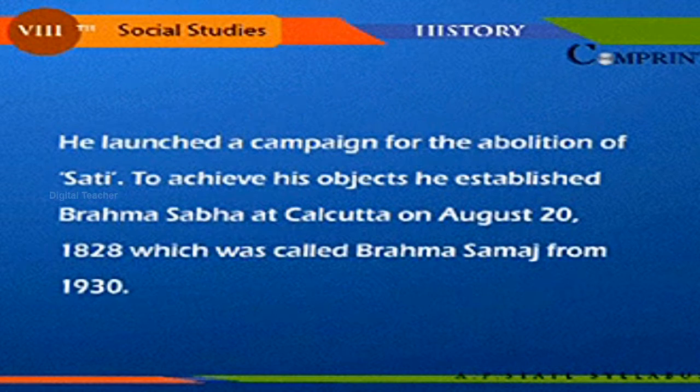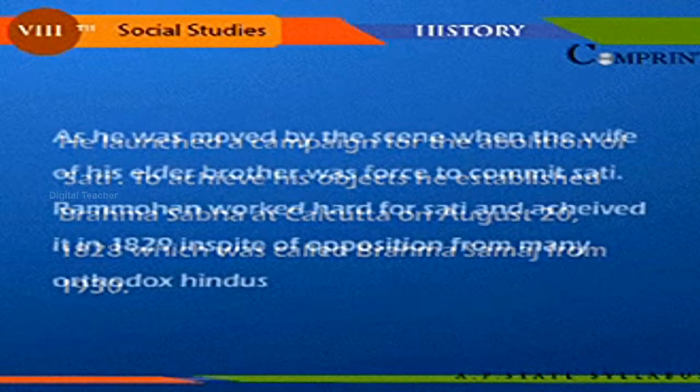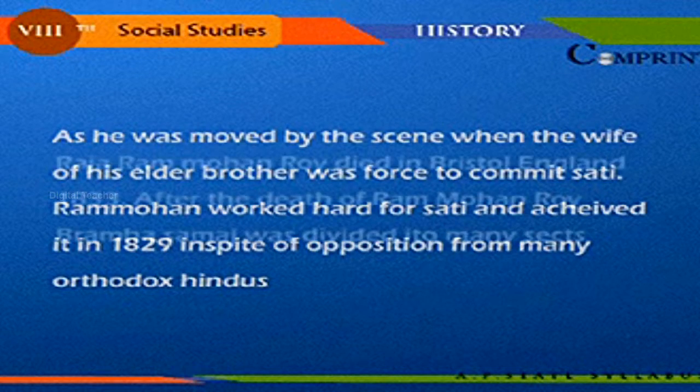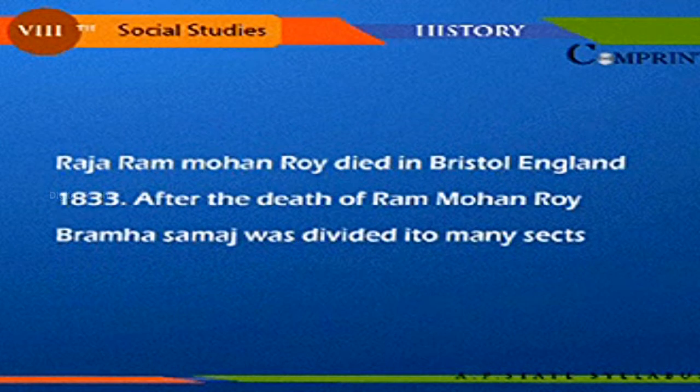To achieve his objects, he established Brahma Sabha at Calcutta on August 20, 1828, which was called Brahma Samaj from 1830. As he was moved by the scene when the wife of his elder brother was forced to commit sati, Rammohan worked hard for abolition of sati and achieved it in 1829 in spite of opposition from many Orthodox Hindus. Raja Rammohan Roy died in Bristol, England in 1833.